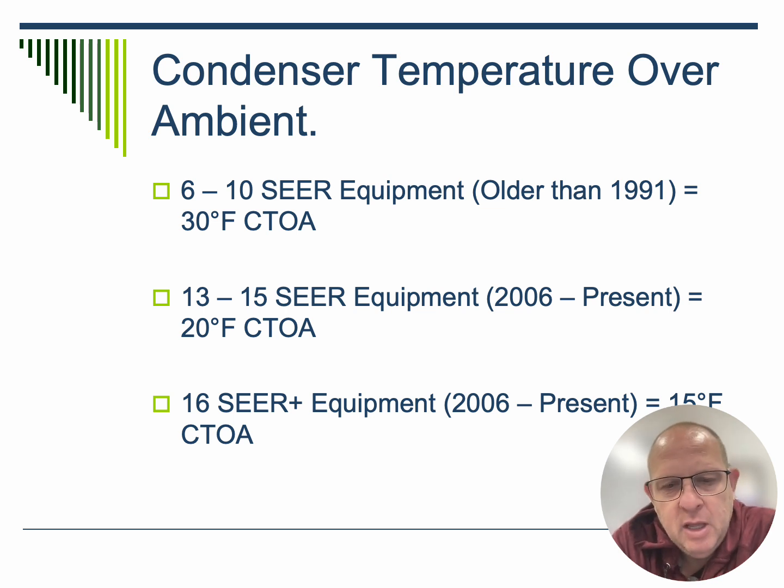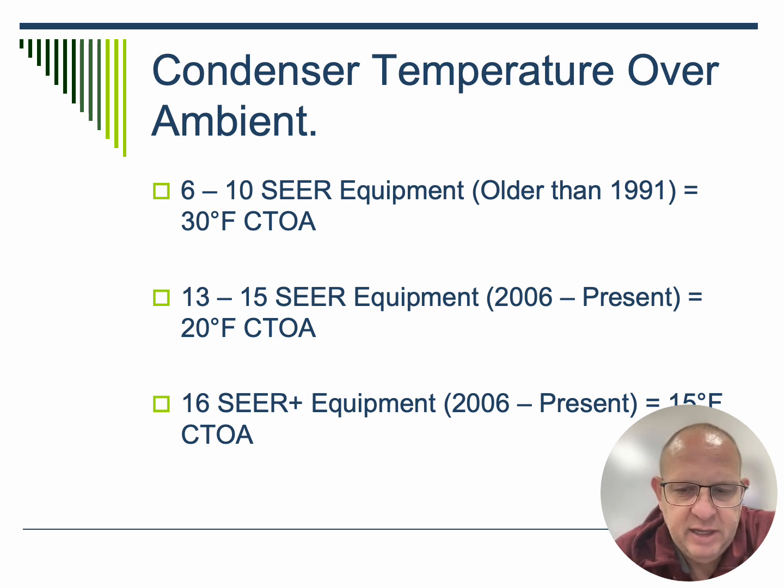Now, what does that mean? That means that if it's 80 degrees outside, or 80-degree ambient temperature around your condenser, and we were dealing with a 410A system that was 13 to 15 SEER, then we could predict what that system would be running on the condensing temperature if we were to add 20 degrees to that 80-degree outdoor temperature. So really, the outdoor temperature dictates what the pressure and temperature relationship is going to be on the inside of the condensing unit. And we can predict that.